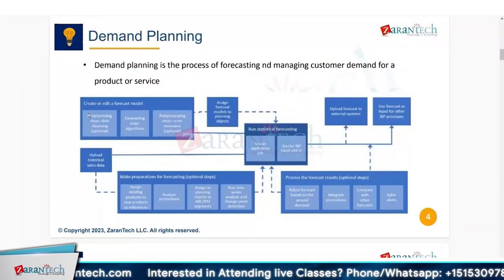For this, there are three main steps which are followed. One is the pre-processing step, data cleansing, which means outlier correction. Then the forecasting step, algorithms, where you have to finalize the algorithm in the system. And the last one is the post-processing step, which is basically the execution step. All these steps are executed in the web interface, not in the Excel file. The outcome of this is that you assign a forecast model to the planning object.